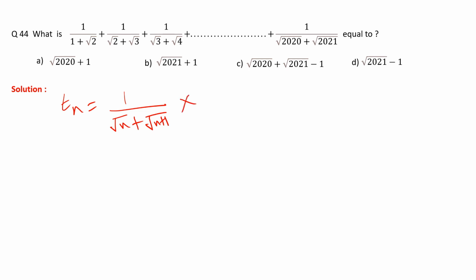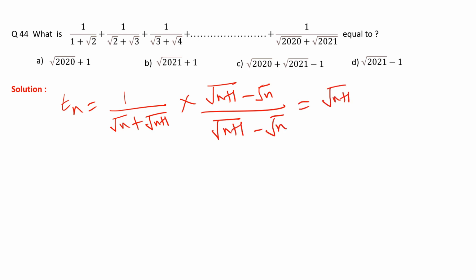Now if we rationalize this quantity, we get square root of n plus 1 minus square root of n divided upon square root of n plus 1 minus square root of n. So finally it becomes square root of n plus 1 minus square root of n divided upon, apply the identity a square minus b square and you will be getting n plus 1 minus n. So this is just square root of n plus 1 minus square root of n, right?